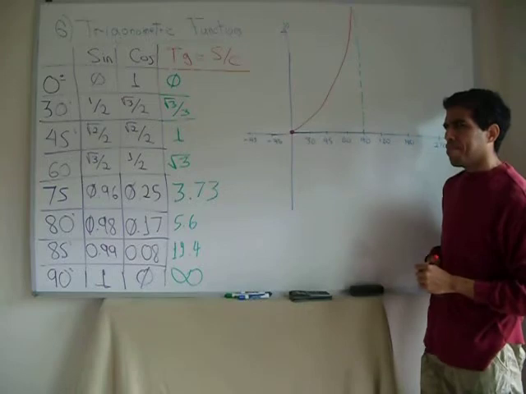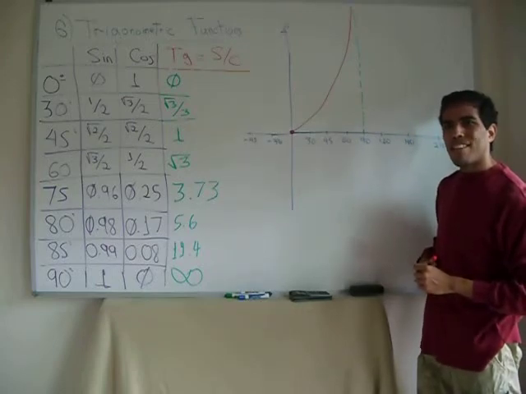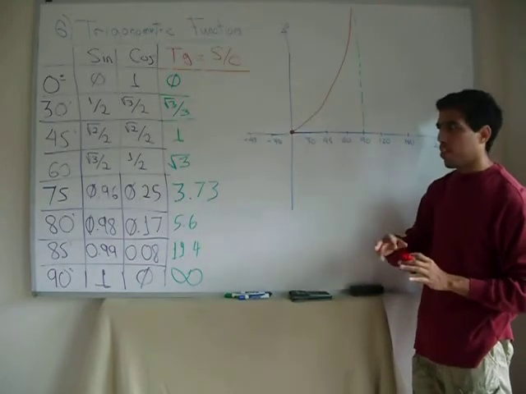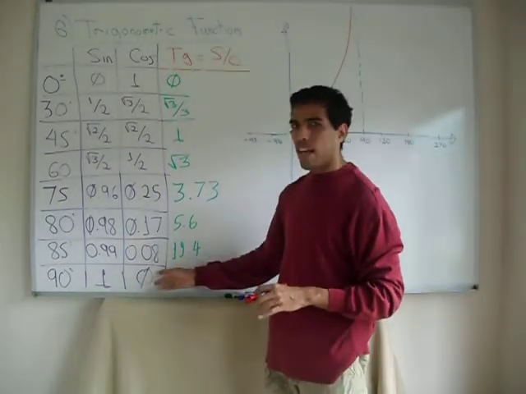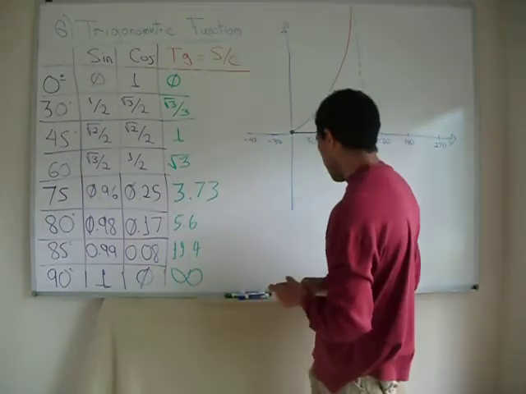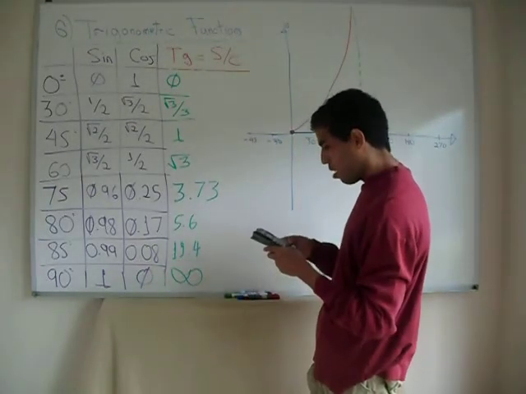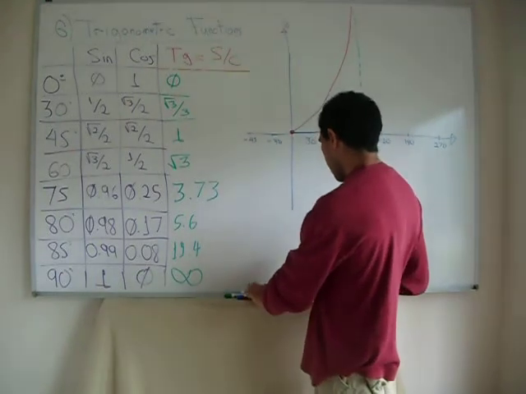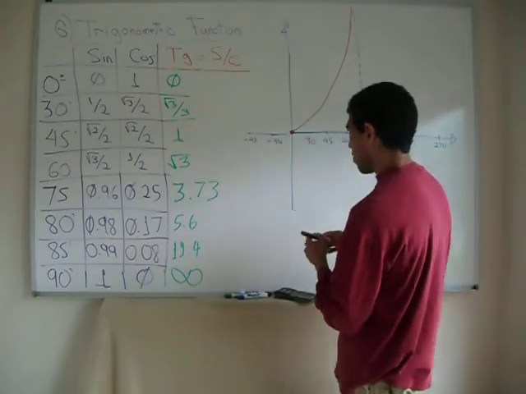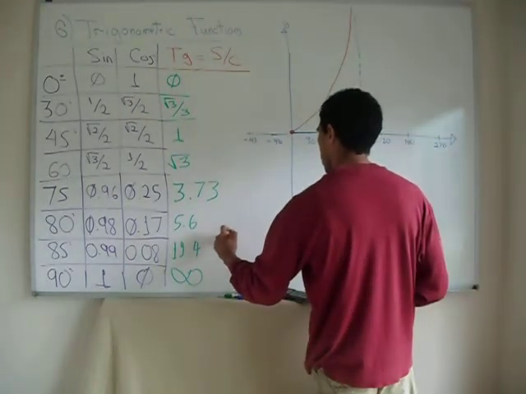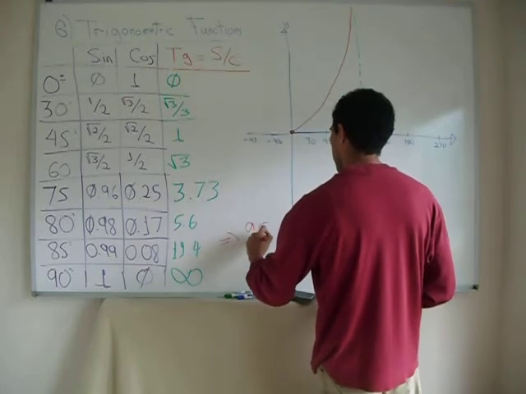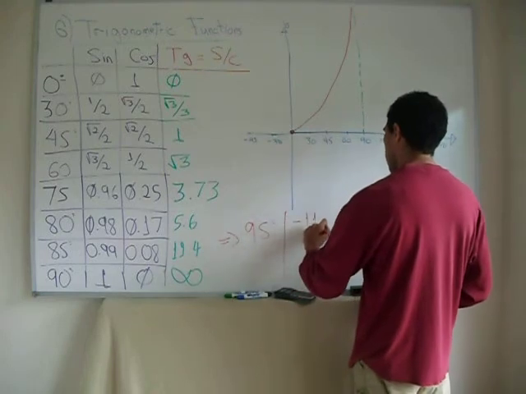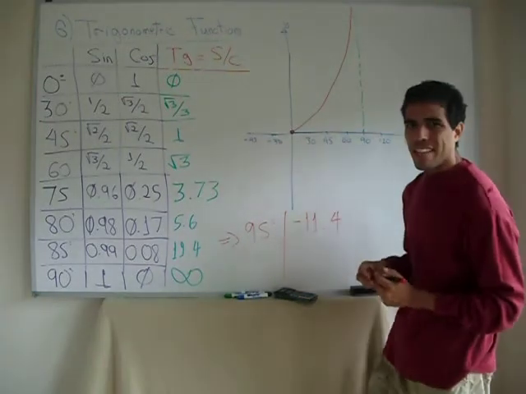Now, what happens if I do tangent of 91, 92? It's not going to be 1 over 0. There's going to be values, okay? Because by then, at 91, cos is going to have something. It's not going to be 0. So let's do that. Well, if we do, let's say, tangent of 95, we're going to have a negative number. Tangent of 95 is going to be minus 11.4. Where does the minus come from? Do you guess?